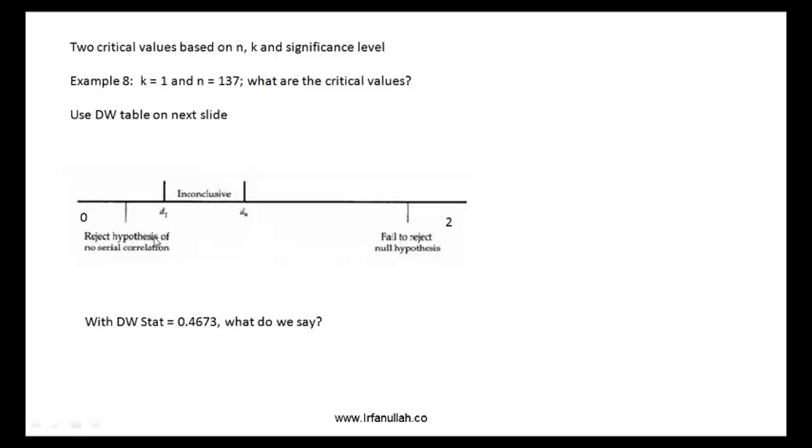All right. Now to look up a critical value in the DW table, you need 3 things. You need the number of observations, N, K, which is the number of independent variables, and obviously a significance level. Let's say that we have a significance level of 5%, which is our default. In example 8, K is 1. Why is K 1? We just had one independent variable, which was expected inflation. And N is 137. That was the number of observations. What is the critical value?